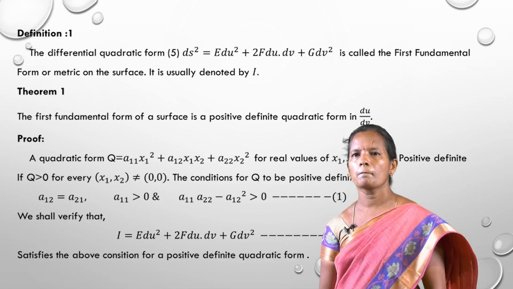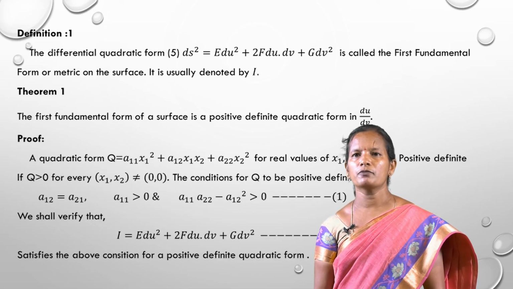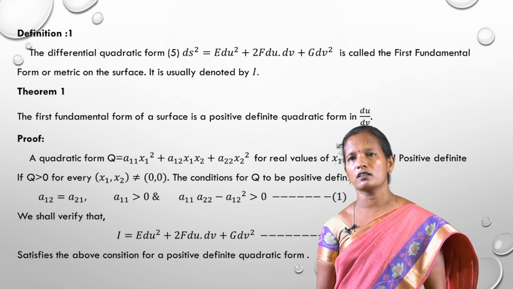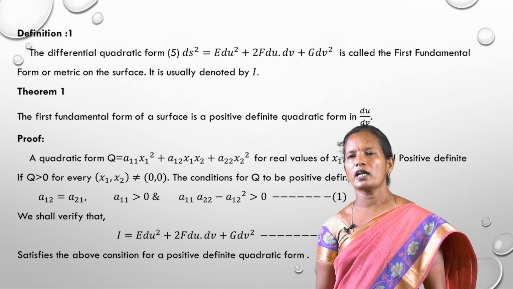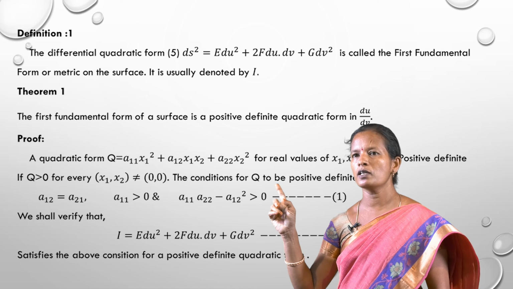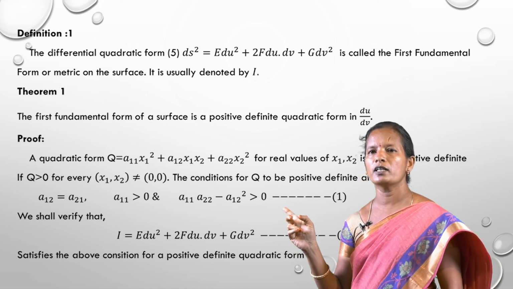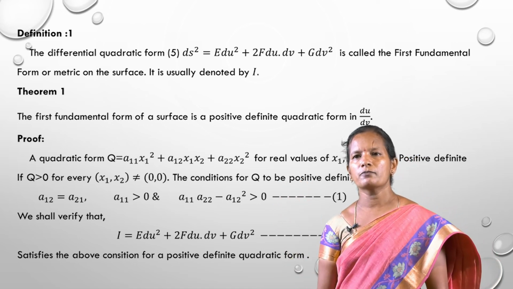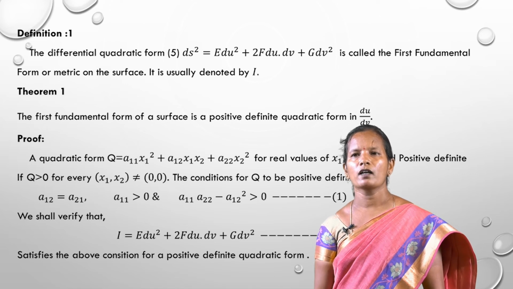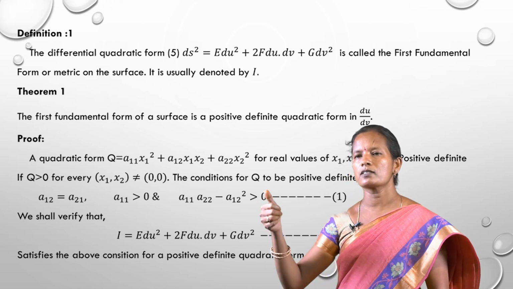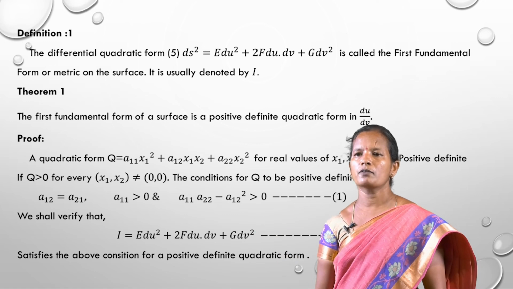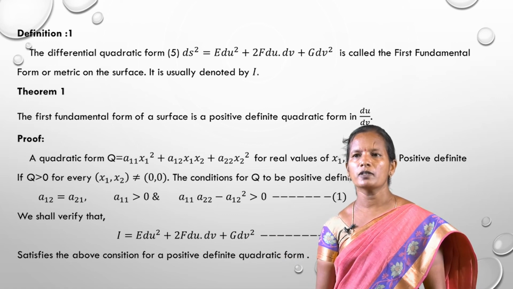First definition, the first fundamental form or metric on the surface. The two differential quadratic form ds squared equal to E du squared plus 2F du dv plus G dv squared is called the first fundamental form or metric on the surface. It is usually denoted by I. First theorem, the first fundamental form of the surface is a positive definite quadratic form in du, dv.